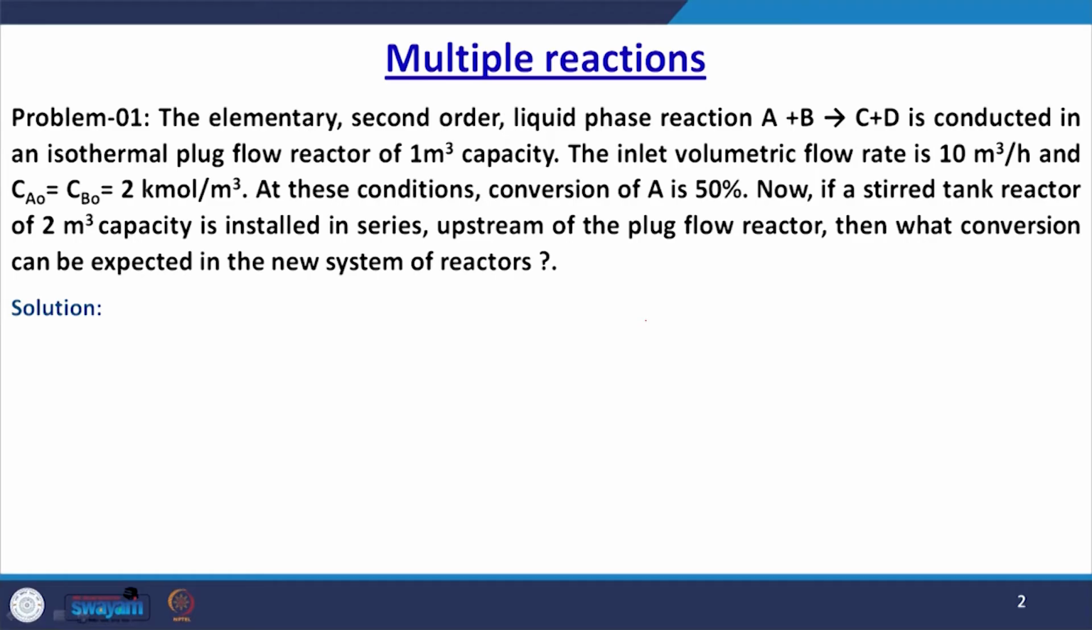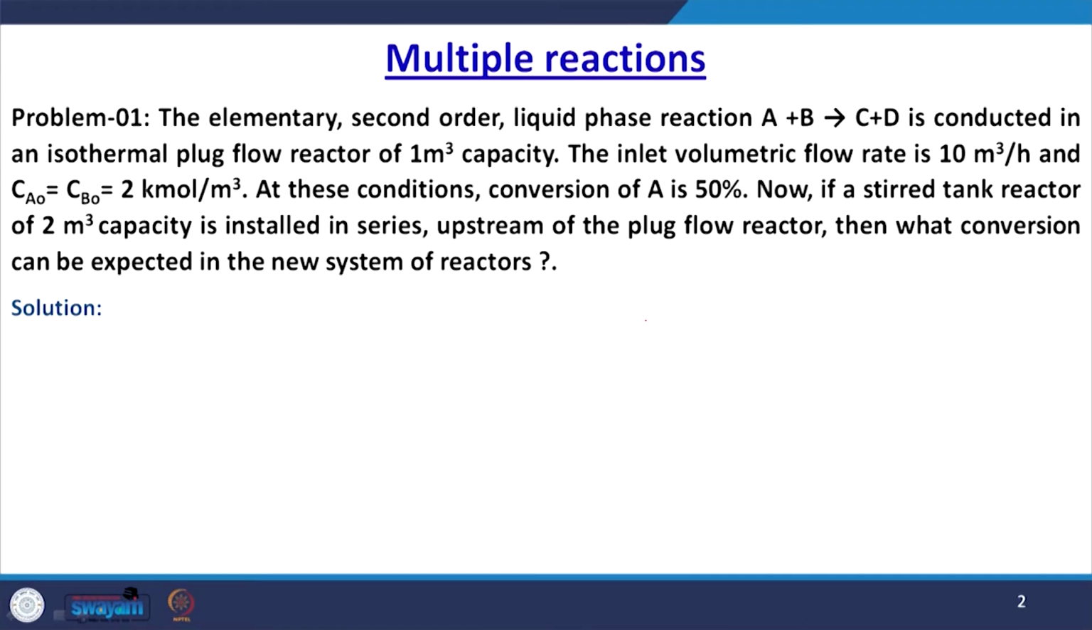Welcome to the problem solving session of polymer reaction engineering. Here we will discuss various problems related to this reaction engineering concept. In this particular lecture we are dealing with multiple reactions. So let us take the first problem into cognizance.